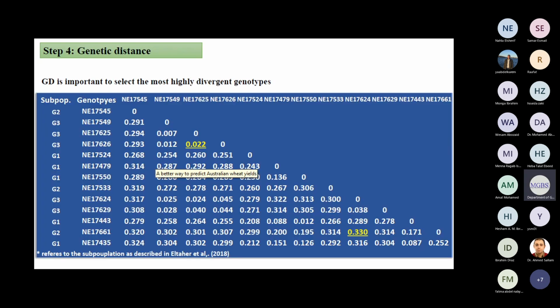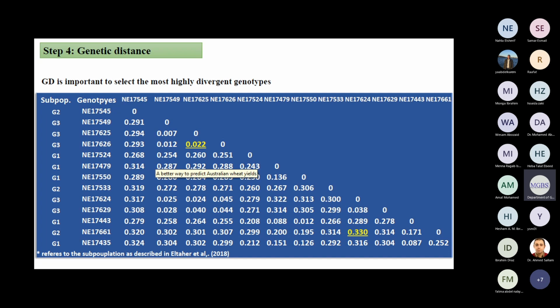Step 4, genetic diversity. This is the genetic diversity matrix. It gives very important information about the distance between each selected genotype. Here we have genotypes number 25 and 26, I think. It is 0.0, so high genetic distance between these two genotypes.